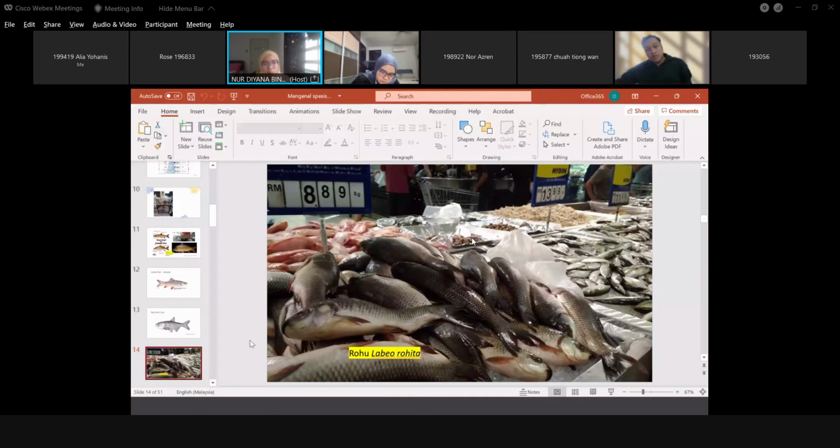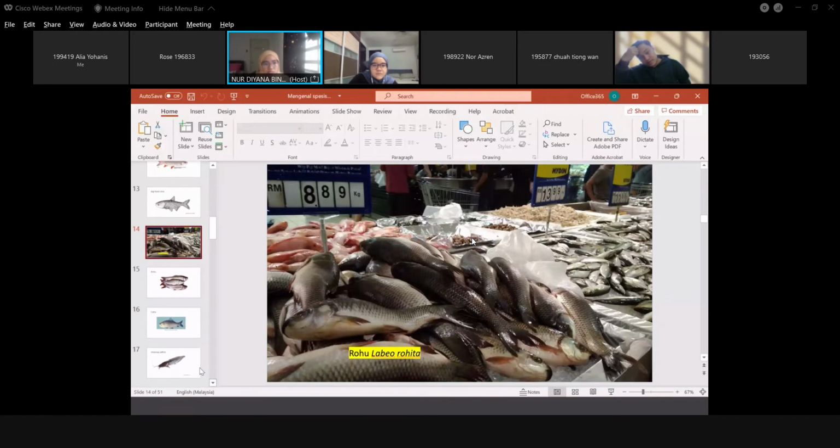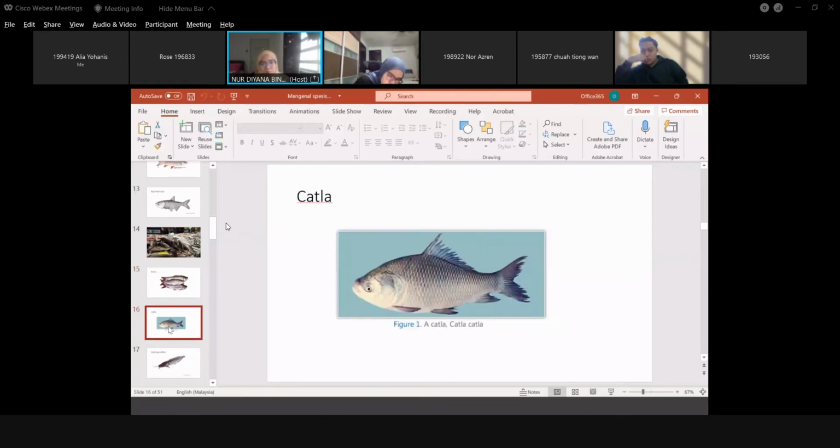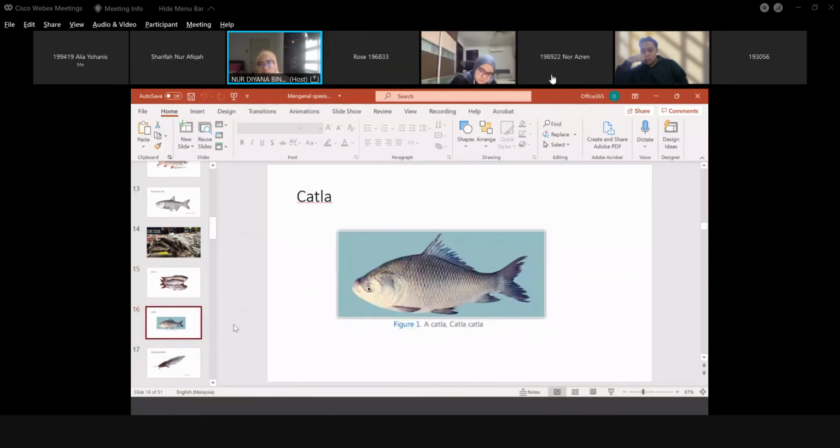Rohu, right? In markets, they like to sell this, right? So they kind of look like the big head carp, but the head is not as wide, all right? So you can tell if you look at this fish more frequently, when you go to the market or you go to the fish farm, you will be able to tell. Okay. This is the katla.